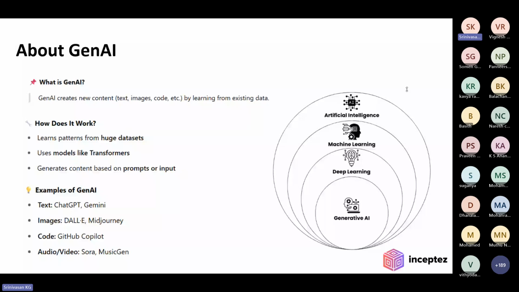For text generation, we can use models like ChatGPT or Gemini. For image generation, we can use models called DALL-E or Midjourney. For generating code, we can use Copilot. For audio and video, Sora is again from OpenAI, and MusicGen is a model we can use for music. There are so many models in the market, and we'll discuss them in detail.